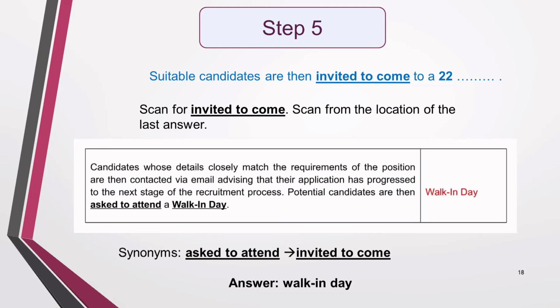I move on to the second sentence in the flowchart. Suitable candidates are then invited to come to a something. I choose the phrase invited to come to scan for. I suspect that a synonym or other form of paraphrasing might appear in the text, so I'm mindful of this as I scan. I also see that my next recorded note beside the text is walk-in day, and predict that this could be a good fit for the sentence.